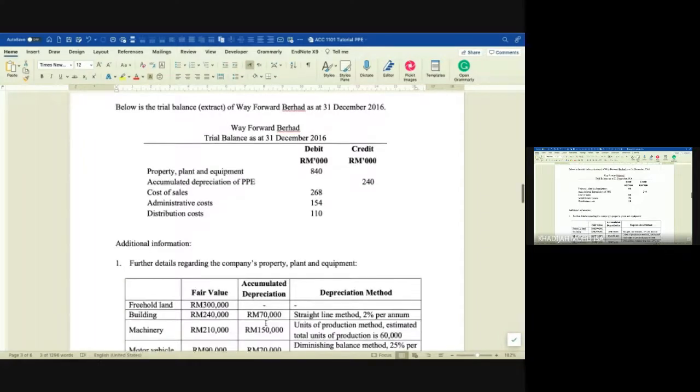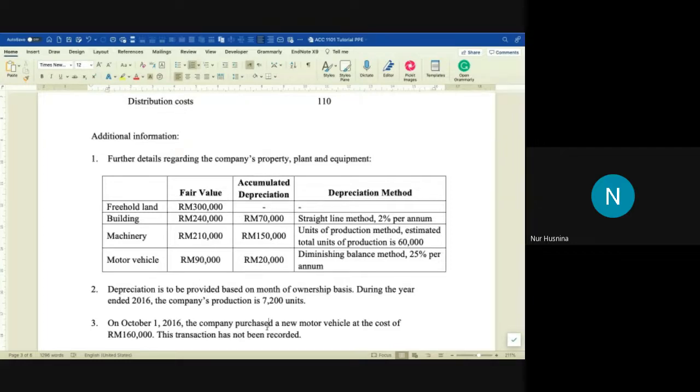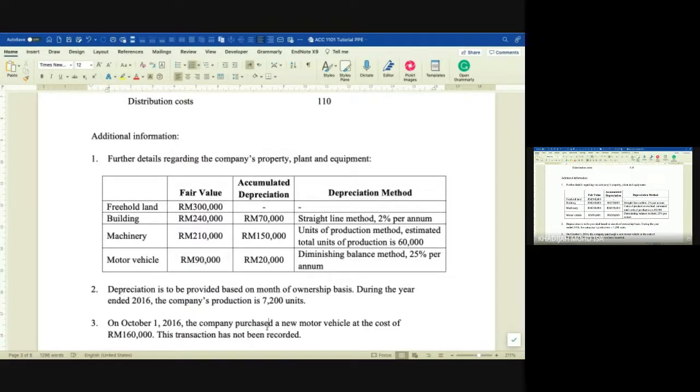Additional information is further details regarding the company's PPE. You have a freehold land, fair value is 300,000. All right, there's no accumulated depreciation for land. Why is that? Why don't you provide depreciation for your land? Land always appreciates. Thank you. Very good. So you don't have any depreciation because land appreciates in value. So there's no depreciation method provided for the land.